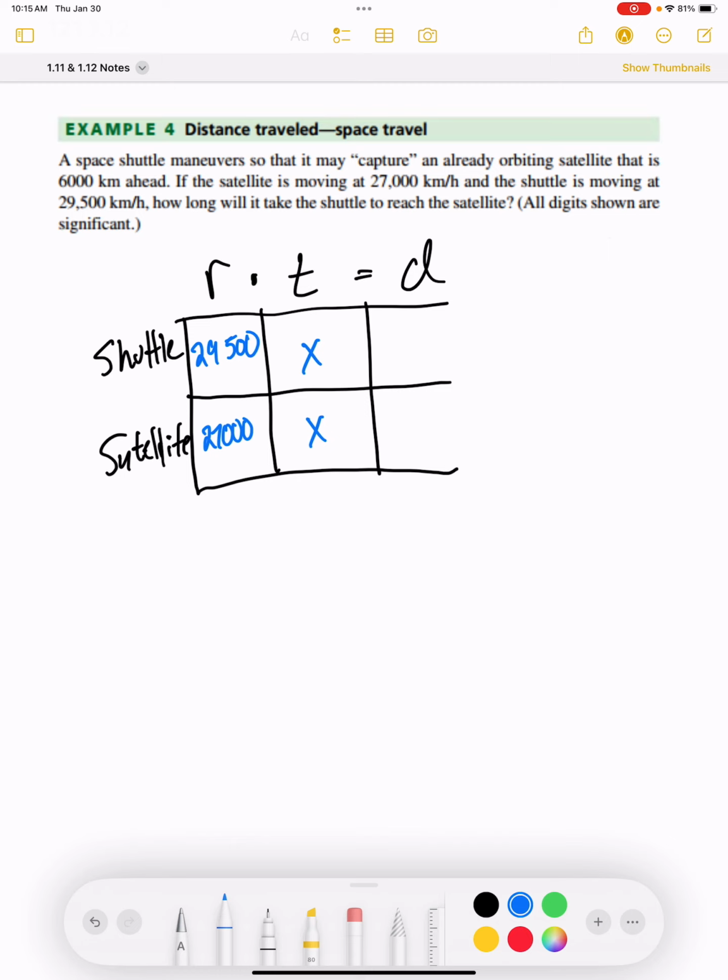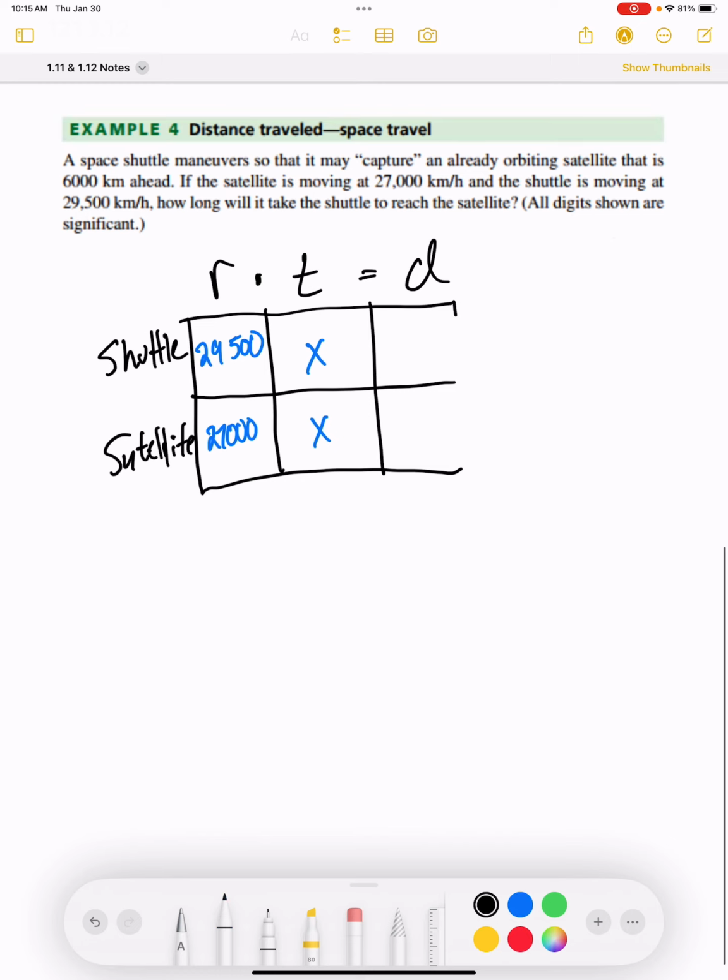Now, every time people do these types of problems, they always want to fill in this distance right here. But remember, rate times time is equal to distance. So what I'm saying is 29,500 times x. I don't want to try to make some distance out of it. I'm just multiplying those and saying 29,500x. Same thing for this one, 27,000x. All right, now we have our table filled out.